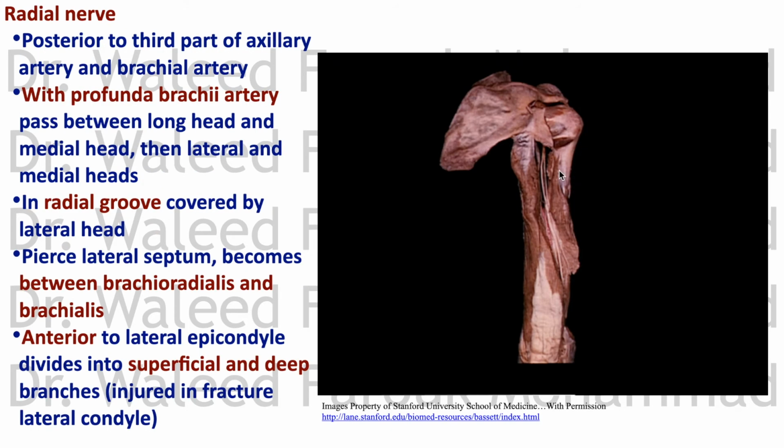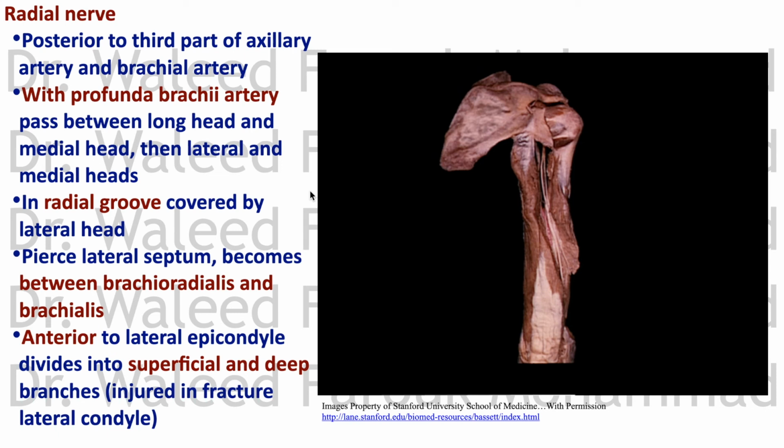Now the radial nerve, the one you see here, lies posterior to the third part of the axillary artery and the brachial artery, with the profunda brachii artery in the groove. It passes between the long head and medial head of the triceps, supplying the long, medial, then lateral heads of the triceps. Remember the pattern: LM, long medial, then lateral medial. In the radial groove, it's covered by the lateral head, pierces the lateral intermuscular septum, and becomes situated between the brachioradialis and brachialis muscles.